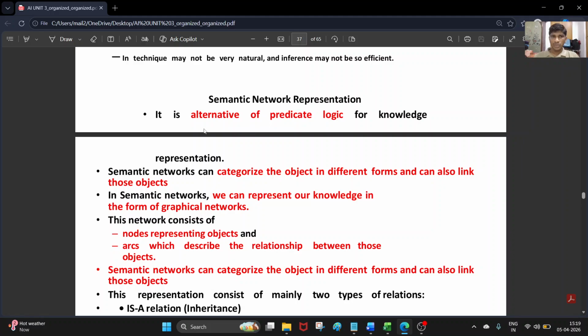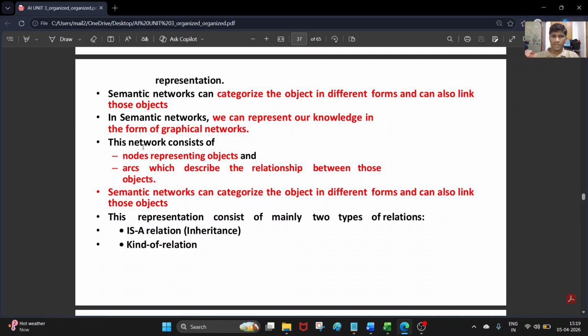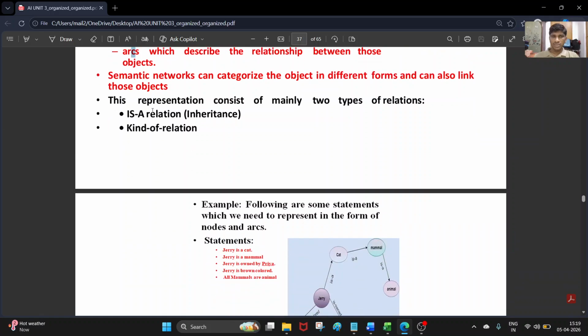Next is semantic network. It is an alternative to predicate logic. Here you will have a network, a semantic network. The nodes represent the objects and the arcs represent the relations between those objects. So there is an inheritance relation, an is-a relation, some kind of relation.